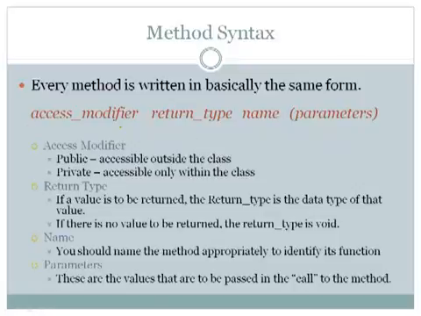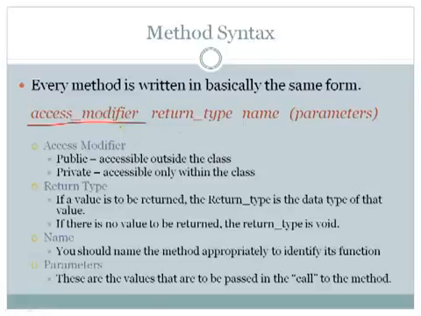The first thing is your access modifier. How is that method going to be accessible? If it's private, such as in a helper method, it's only accessible within the class itself. Typically, we're going to have an access modifier of public. Meaning that once we create our objects, we're going to actually be able to use these methods. So they are accessible outside of the class.